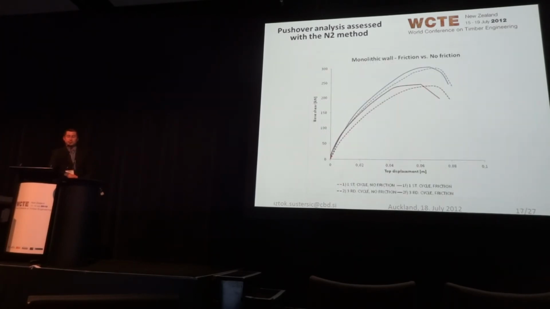These are the pushover curves we got. The blue one represents the first cycle response, and the other one the third cycle response. The dashed lines are for cases without friction, the full lines are for friction. You can see that using a stronger bracket, of course, results in a higher peak base shear. However, the ductility is about the same, so the maximum displacement we reach is about on the same level.